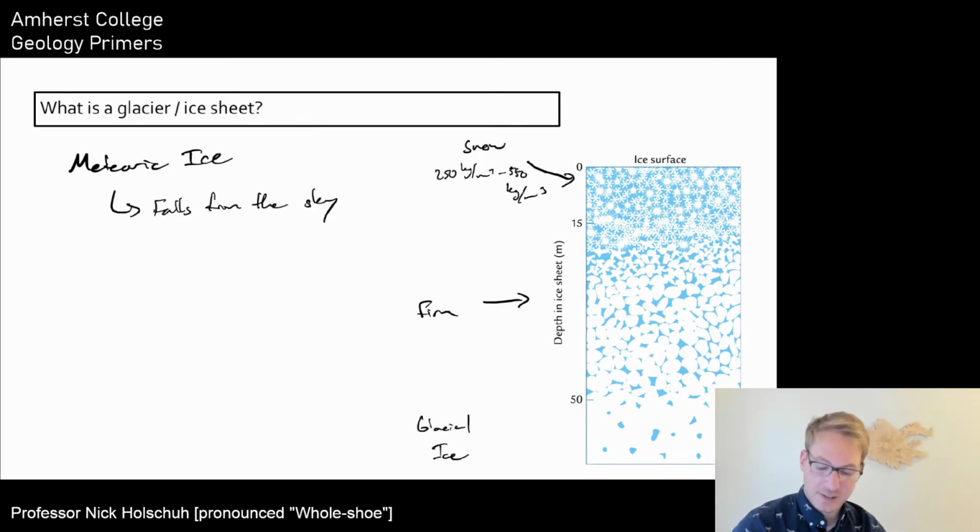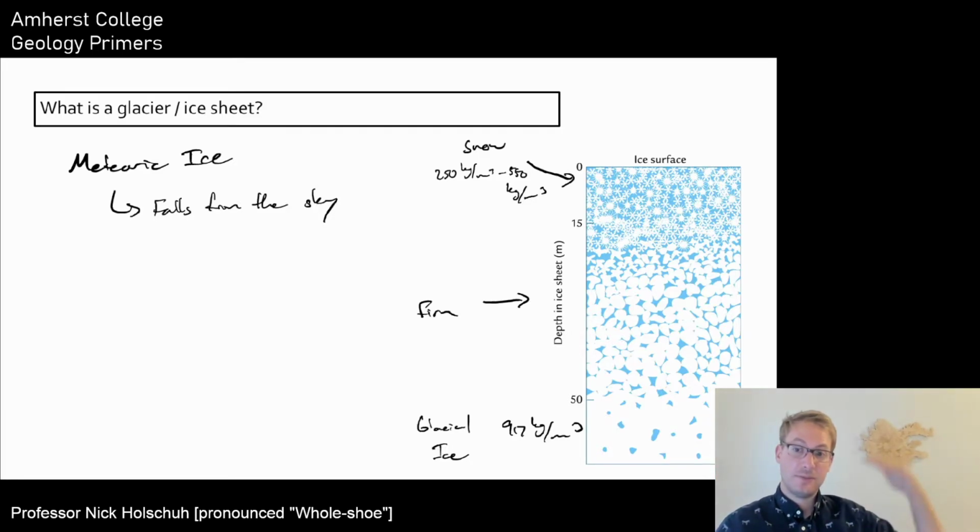Glacial ice has a density of about 917 kilograms per cubic meter. So when we're thinking about the material that makes up a glacier system, we have snow, we have firn, we have ice. And in that ice, there's trapped gases in bubbles, which becomes important when we think about ice as a climate proxy, as a proxy for past climate change.